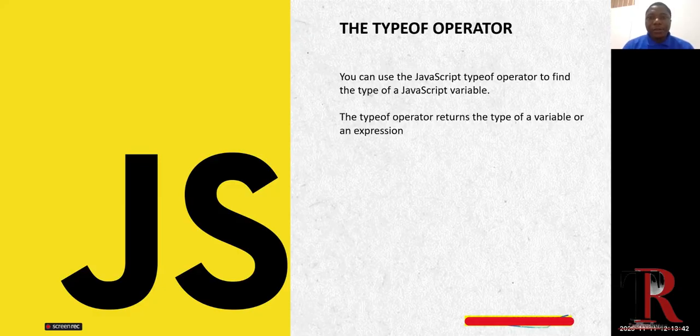Welcome to another lesson. In this lesson, we are going to be taking a look at the typeof operator in JavaScript. You can use the JavaScript typeof operator to find the type of a JavaScript variable. The typeof operator returns the type of a variable or an expression.